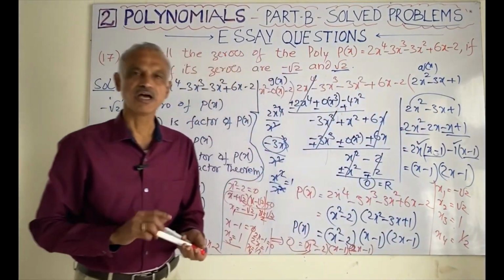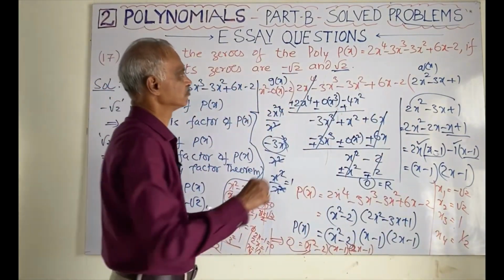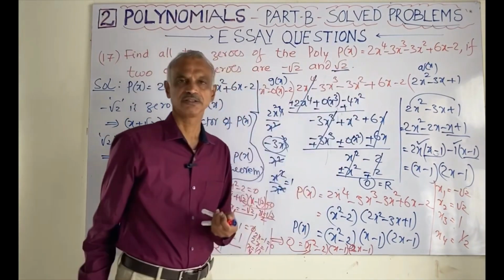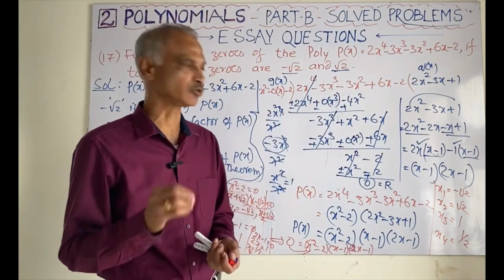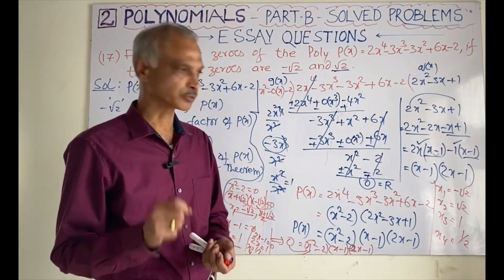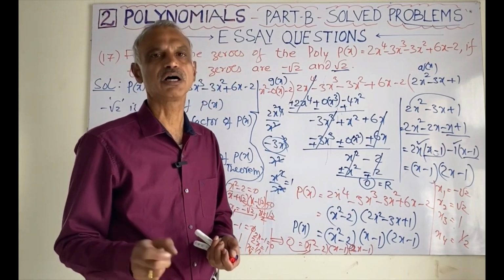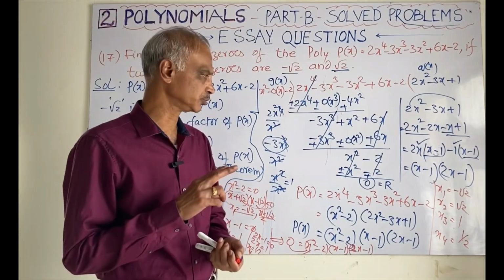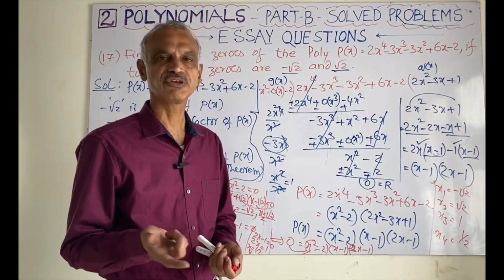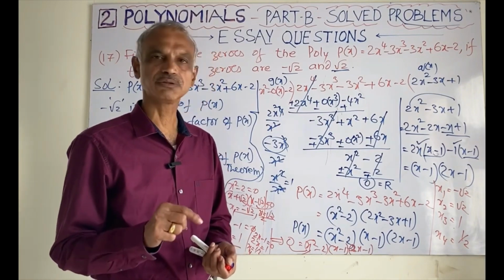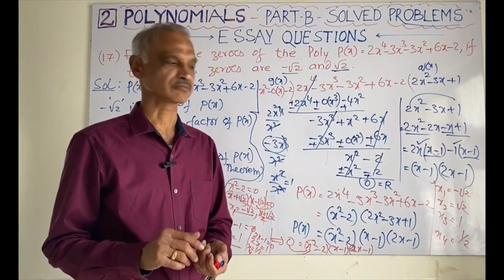Like that, as it is a biquadratic polynomial, the degree of the polynomial is 4, so it will have 4 zeros: minus root 2, root 2, 1 and 1 by 2. Already two of the roots, minus root 2 and root 2, were given. We found 1 and 1 by 2 are the other zeros. Okay.